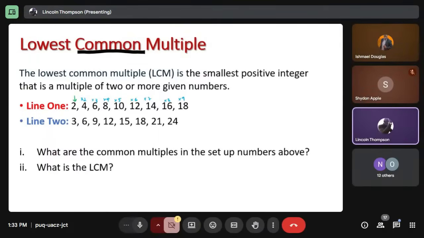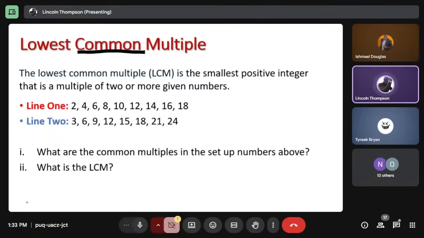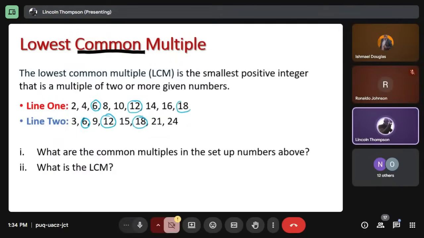So question, guys, what are the common multiples of line 1 and line 2? That's the question that's going to push us forward. 6. All right, so I'm going to circle those. What was the first one? 6. All right, so we heard the 6. Perfect. What's common again? 12. All right, excellent. We heard 12. 18. Lucky number 18. So those are all the numbers that are common to line 1 and line 2.